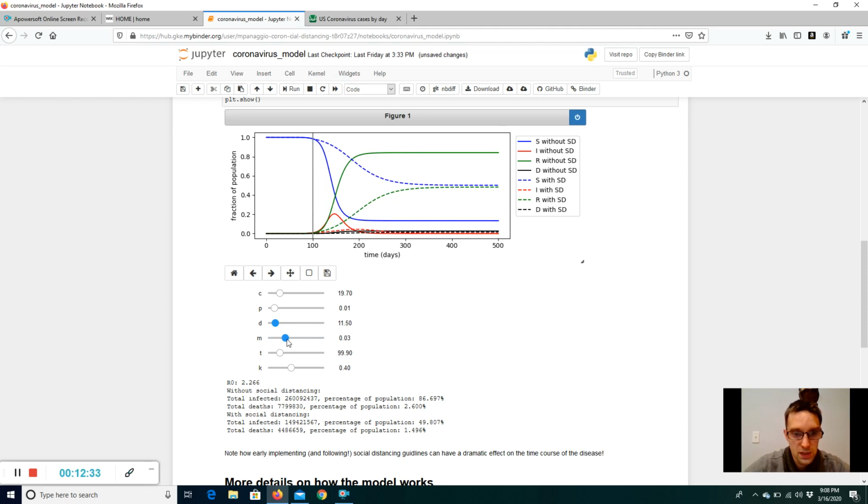The next parameter is the mortality rate. That's what percentage of people who get coronavirus will actually die from it. It's set to 3% right now, but you can reduce that or increase it, and you'll see that what that does is it changes the value of the green curve and the black curve. So as you increase the mortality rate, fewer people recover and more people die in the simulation.